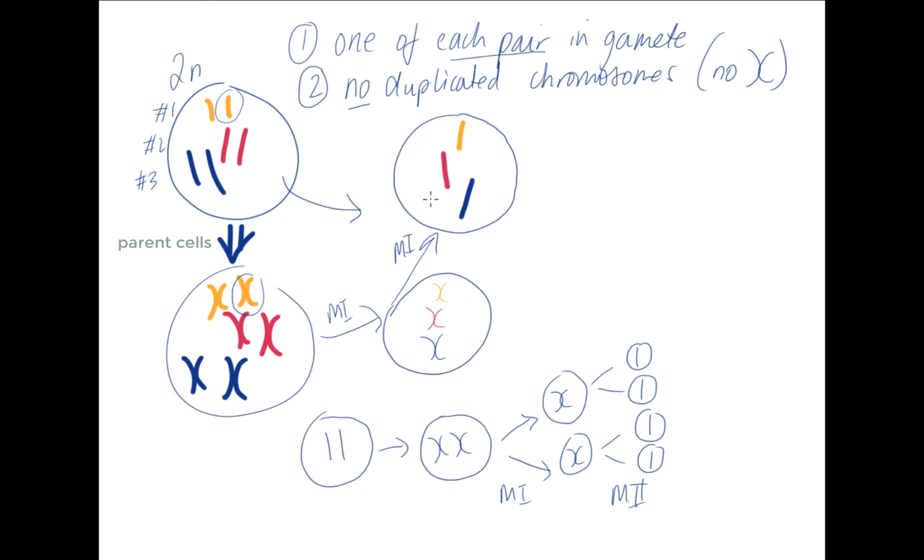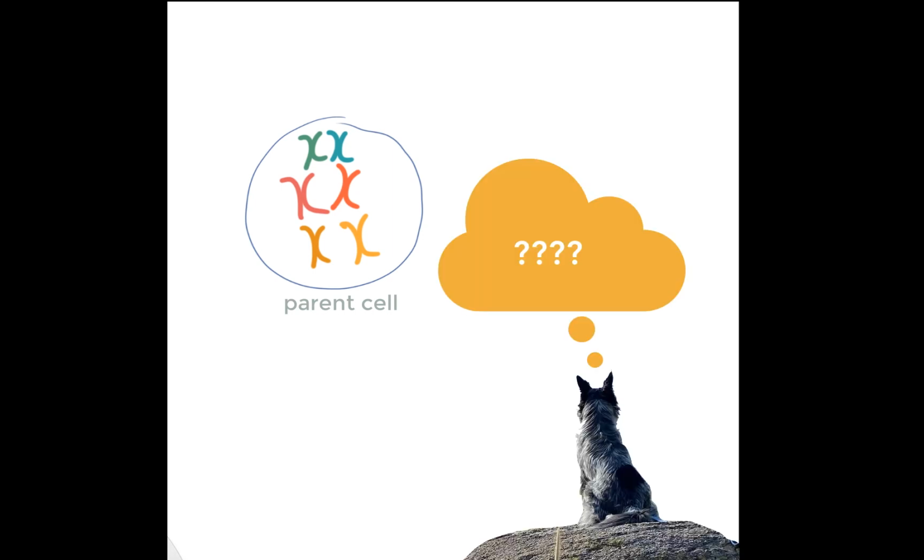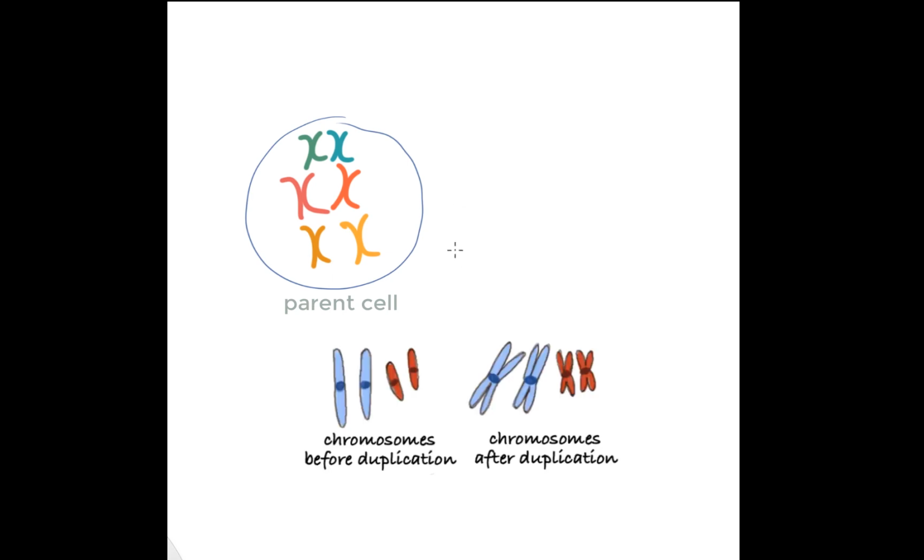So very easy to do this if you understand what is happening. So let's do one practice. Okay, so here is a cell, and you need to ask yourself first, is this before or after S phase? So you're seeing the X shape, so this is after S phase. So this is right before we're going to go into meiosis.